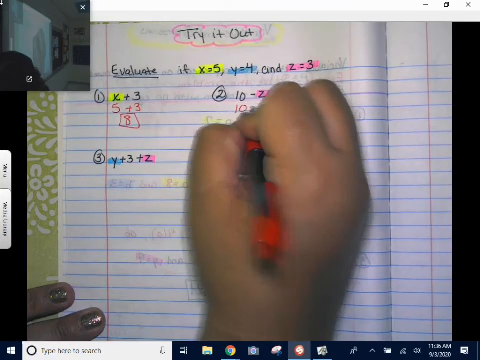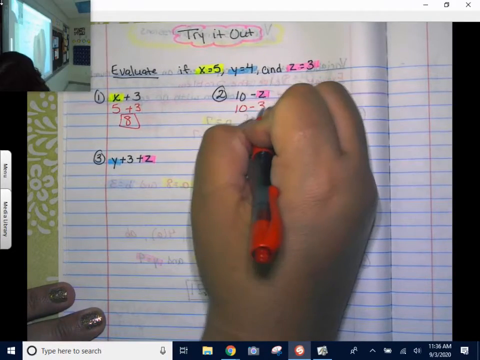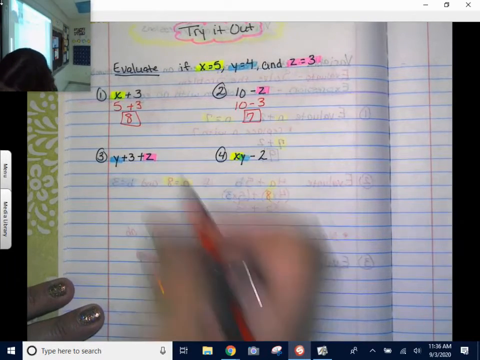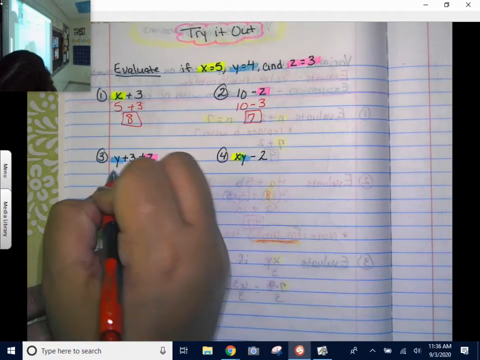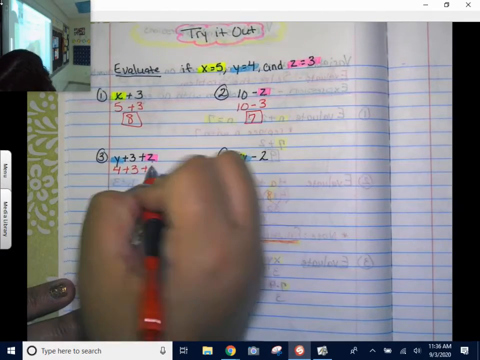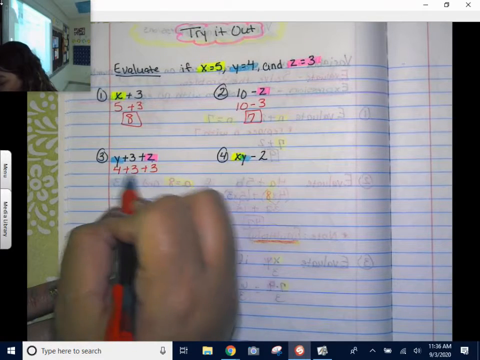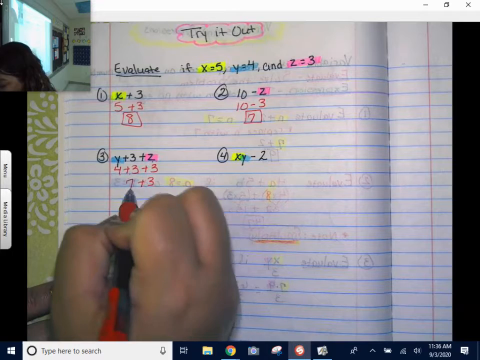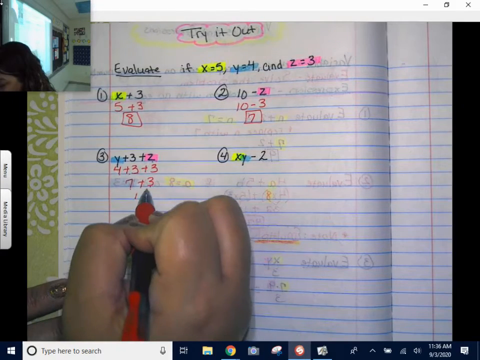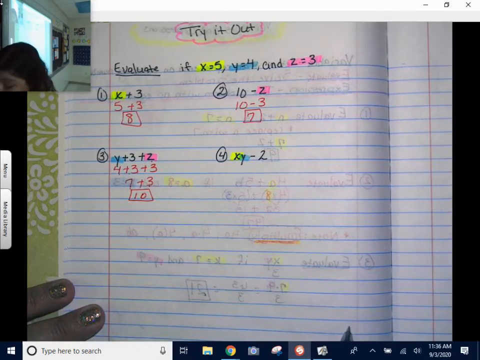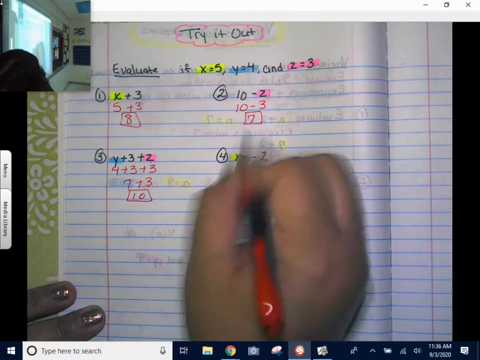Here, 10 minus z, where z was 3, you should have got 7. And here, y was 4. That's 3 plus z, where z was 3. Now addition comes first, so 4 plus 3 is 7, and 7 plus 3 is 10.